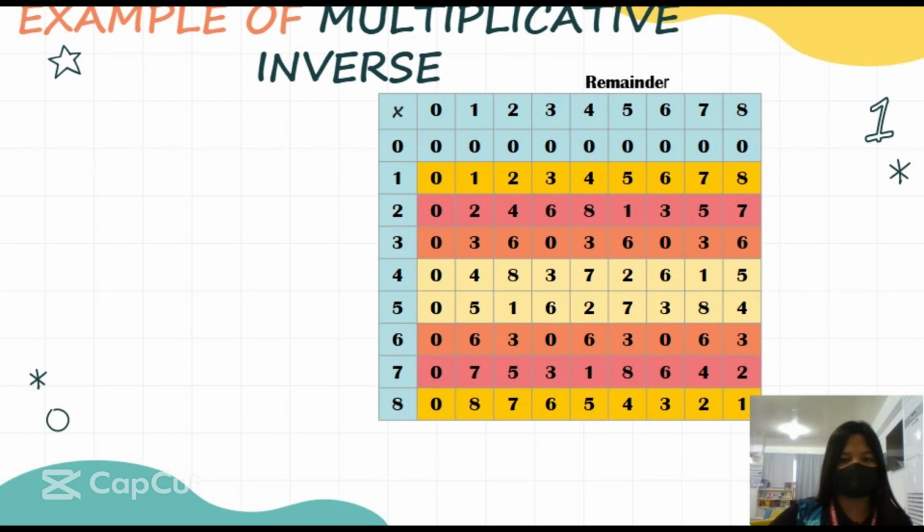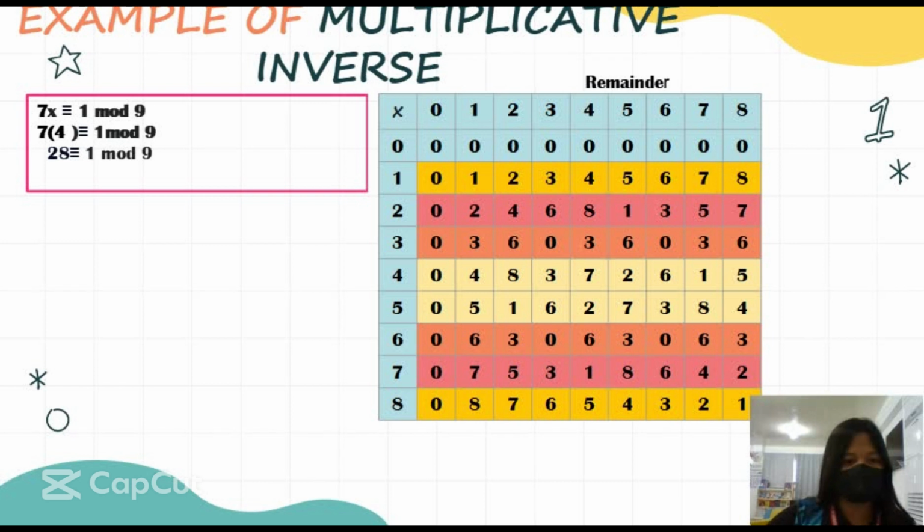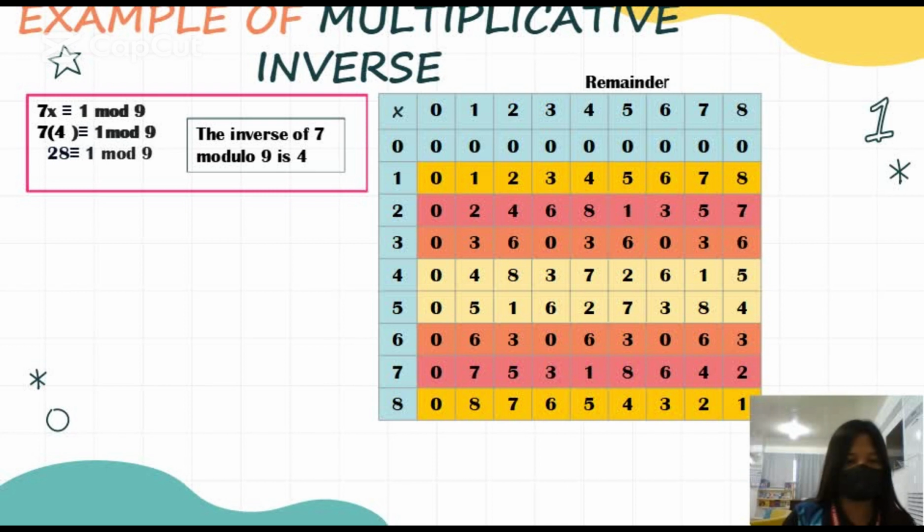So this is the remainder, and first we have 7x is congruent to 1 mod 9, so 7x, this is the 7, so ang iyang remainder is 1, so ang atong x is 4. So 7 times 4 is equal to 28, congruent to 1 mod 9. So meaning, kung dali siya masabtan, pila ka 9 ang naa sa 28. So, then naa siya nabilin na remainder, which is ang 1. So the inverse of 7 modulo 9 is 4.